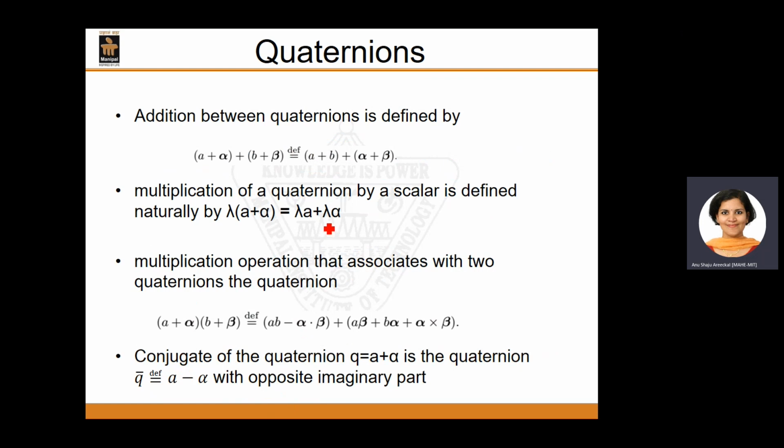Now some of the properties: if I'm taking a plus alpha plus b plus beta, that means I'm adding q1 and q2. It is equivalent to adding the scalar quantities and the vector quantities separately. If I multiply with lambda, which is a scalar quantity, I can write it as lambda a plus lambda alpha. These are just some properties, and this is for multiplication. And if I'm trying to find the conjugate, q is equal to a plus alpha, and the conjugate q bar is equal to a minus alpha.